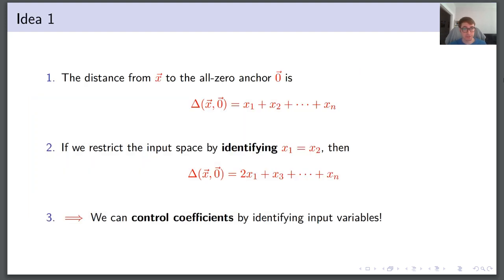And to approach this, we have the following idea. Consider the distance from the all zero vector to the query point. This is just going to be the sum of each of the components of our input vector. And then consider what happens when we identify two variables, say x1 is equal to x2. Then the distance from this new query point to 0 is going to be 2x1 plus x3 and so on. So we've effectively introduced a coefficient on the first term by doing this.